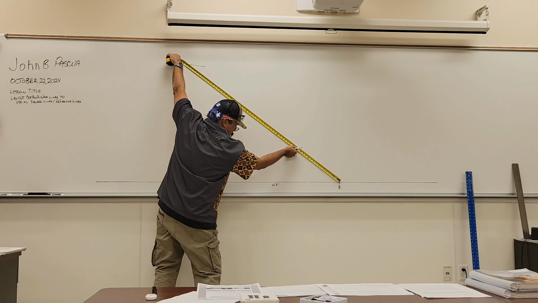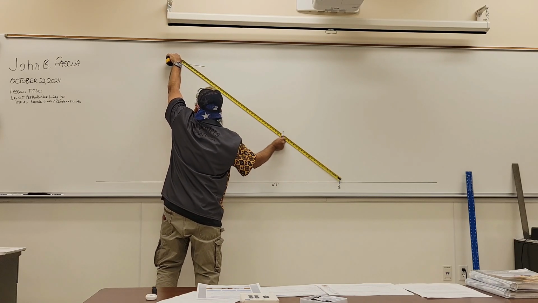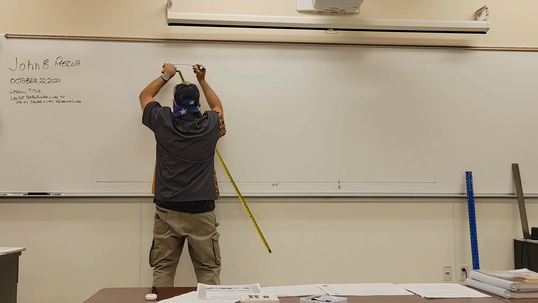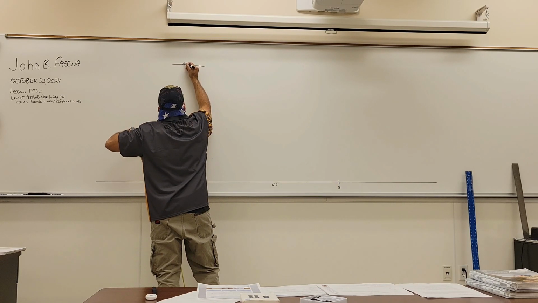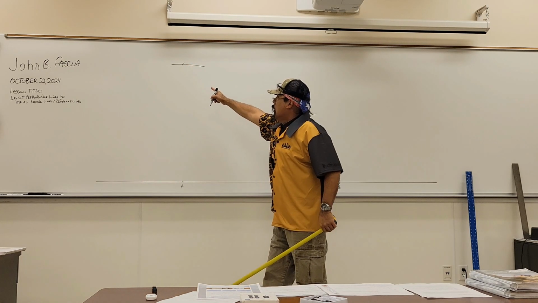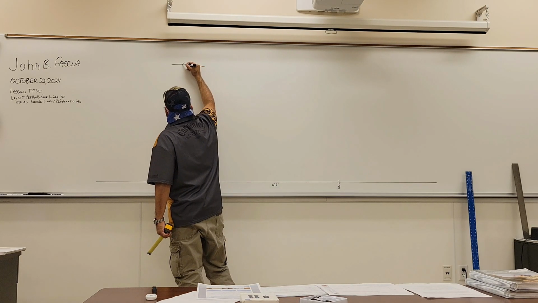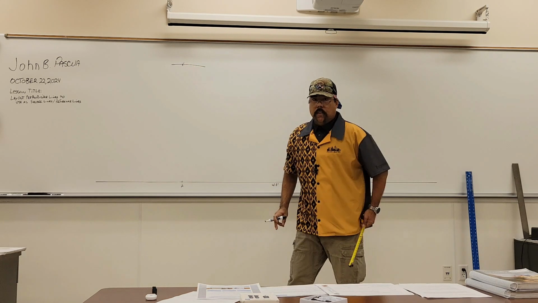You can see my tape measure from B where it intersects my mark from step 3. Right here is an intersection point. So I'll make a little vertical mark to identify that for us, easier to see.